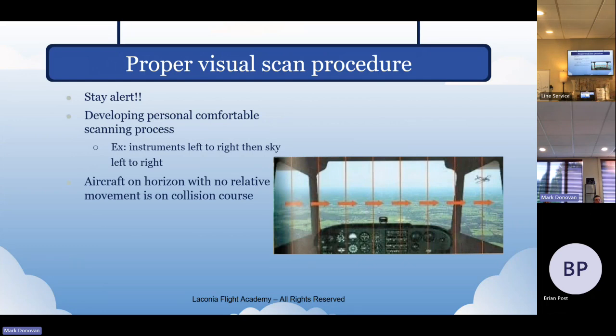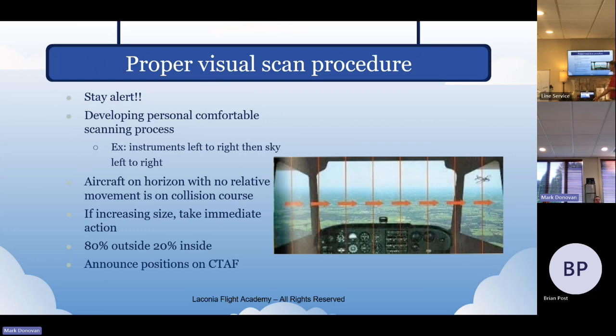A couple things here. Aircraft on the horizon with no relative movement. If you see an airplane out there and it's just stationary in front of you, maybe it's at night too, it's just a dot. If it's not moving, it's either coming at you or going away from you. If the light's getting brighter, it's coming at you. And so you're going to want to go off to the right. When aircraft are coming right at each other, they each both go to the right. If it's increasing in size, take immediate action. Again, 80% outside, 20% inside.